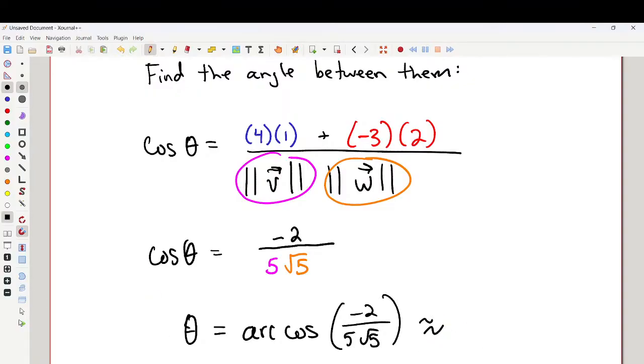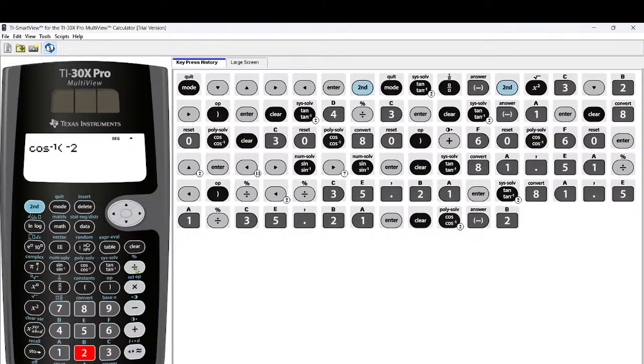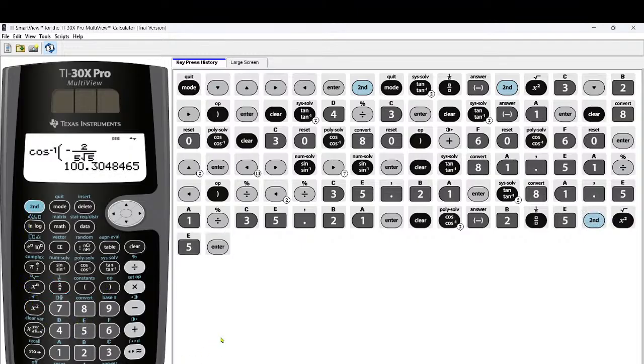And here's where I end in a second. No, I'm a minute or two over, or actually, according to this, one minute short. Arc cosine of negative 2 divided by 5 root 5. Whatever accuracy level they want, but I'll say to the nearest degree, 100 degrees.